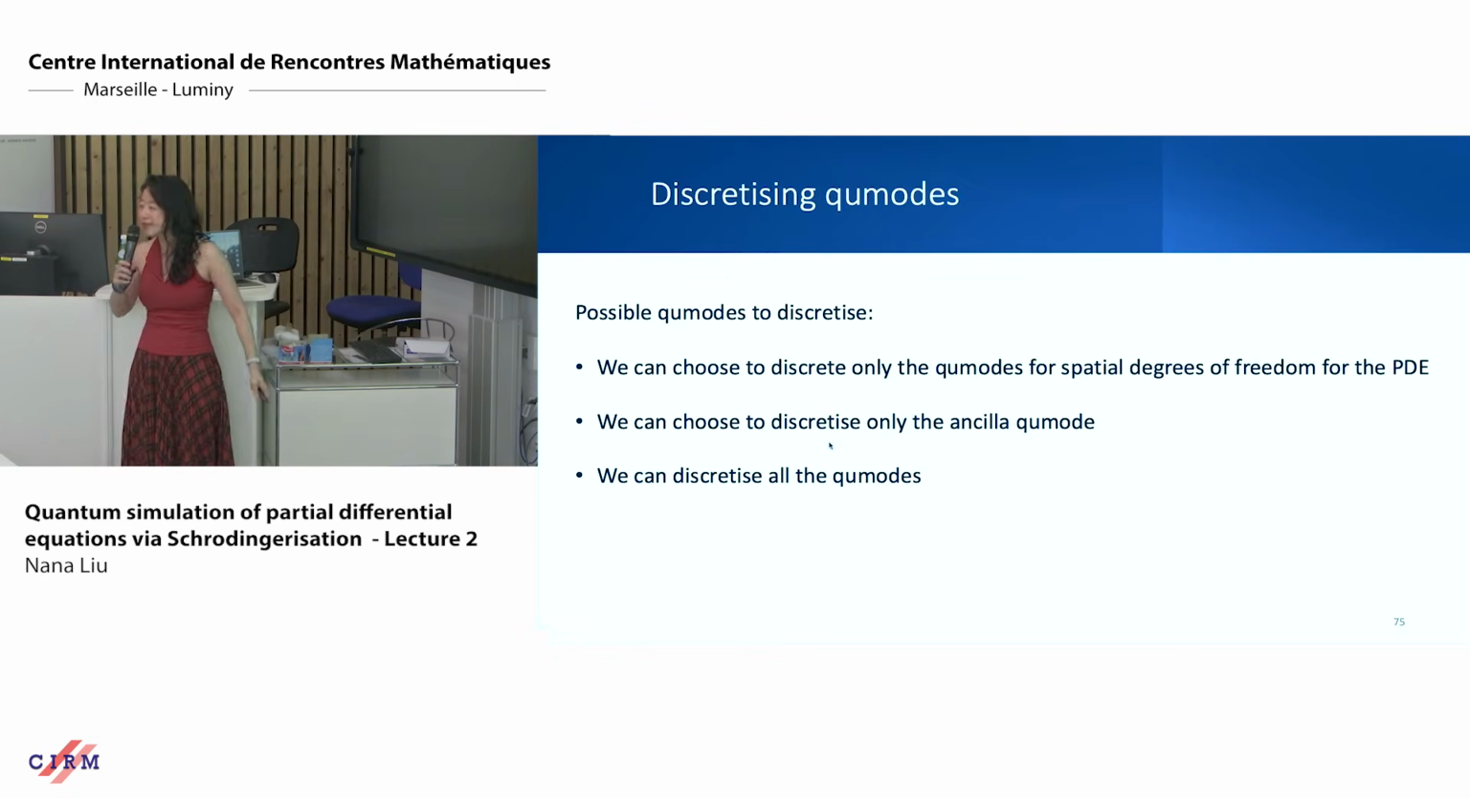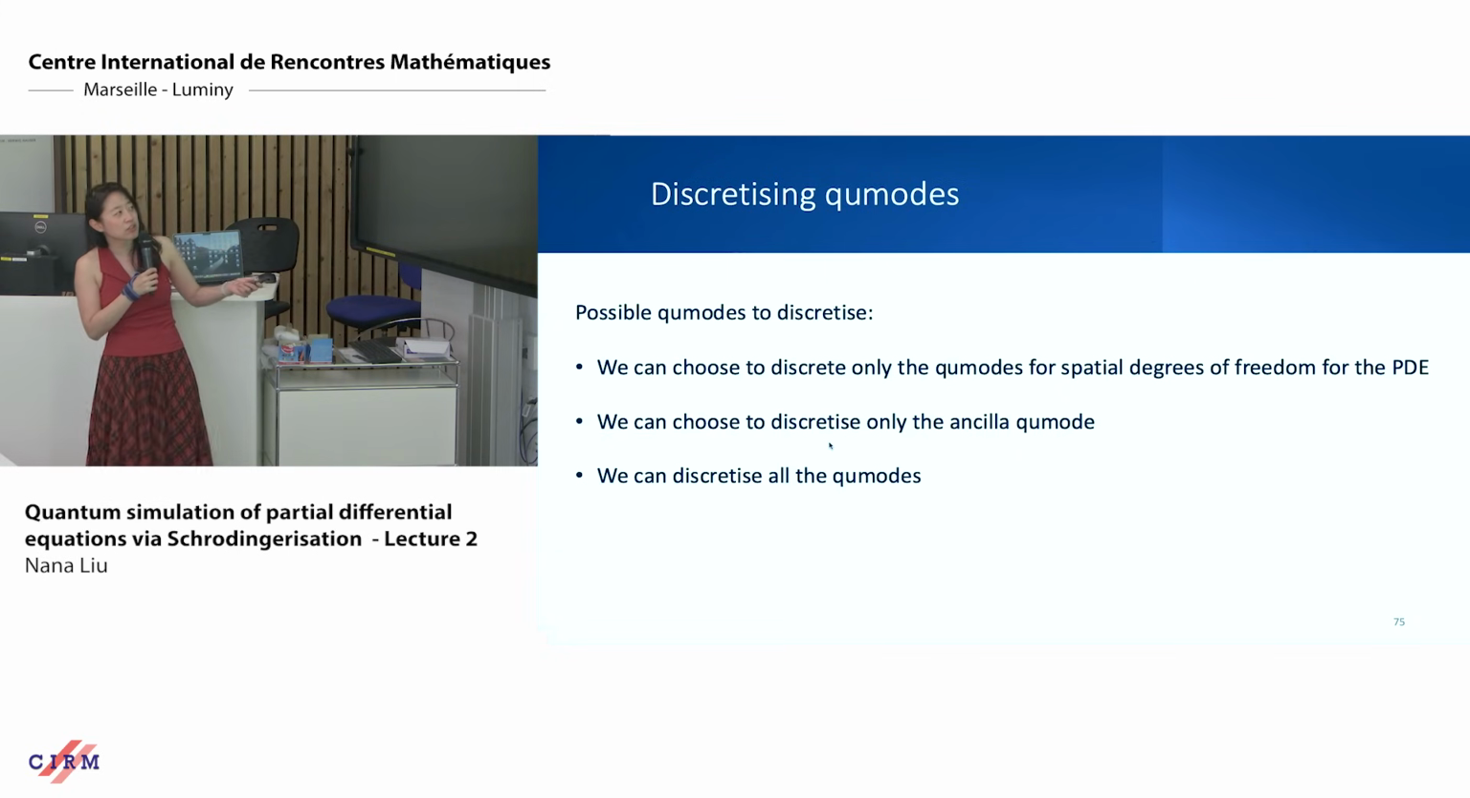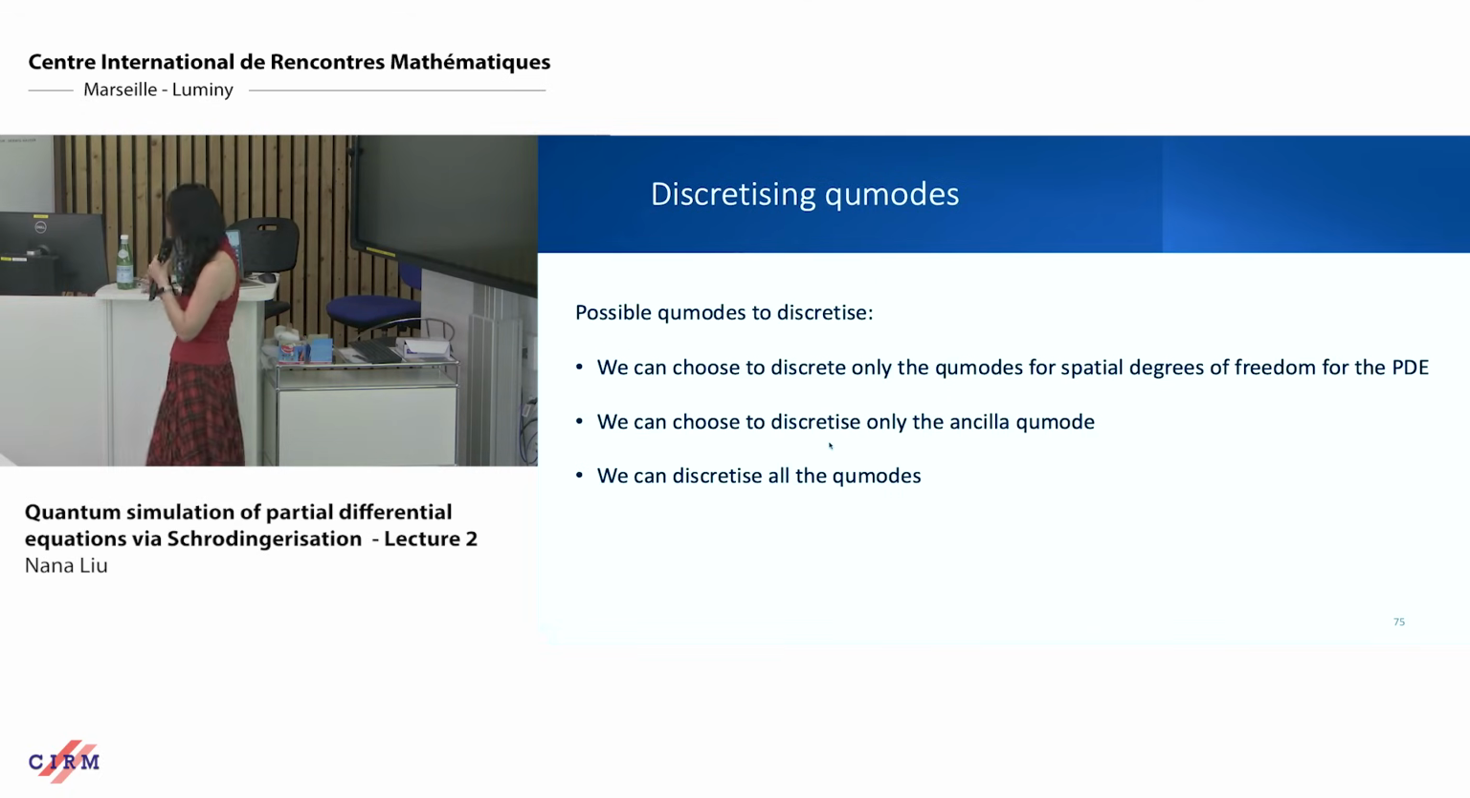Because I talk about discretization, what do I actually mean by that? Which of the Q modes can we discretize? Okay, so we can choose to discretize only the Q modes for the spatial degrees of freedom for the PDE, or we can choose only to discretize the ancilla Q modes, or we can choose to discretize all the Q modes, and this again is dependent on what kind of platform you want to choose and so on.